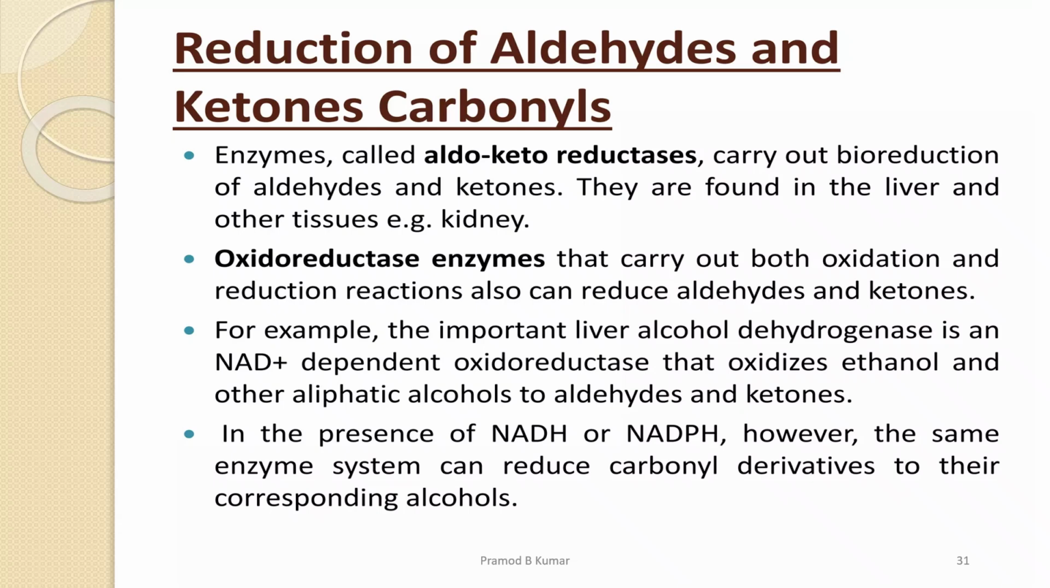Oxidoreductase enzymes are involved. So what does it mean? This particular enzyme, depending upon the cofactor with which it is associated, can undergo either an oxidation or a reduction process. So both oxidation and reduction reactions can occur, and it can also reduce aldehydes and ketones. For example, liver aldehyde dehydrogenase is an NAD plus dependent oxidoreductase that oxidizes ethanol and other aliphatic alcohols into aldehyde, ketone. So this is an oxidation reaction.